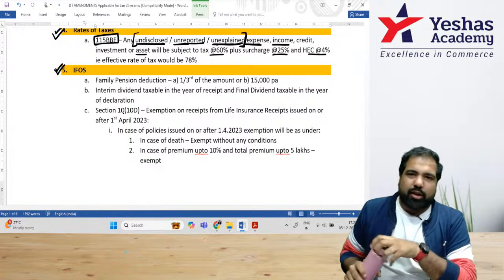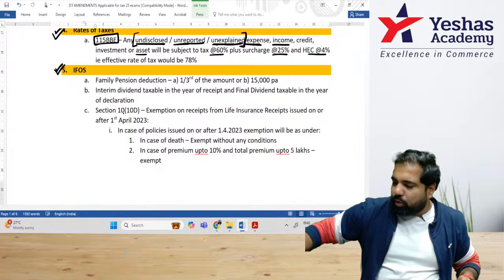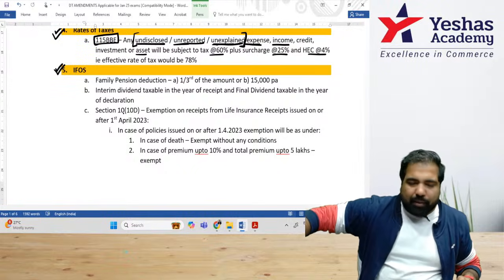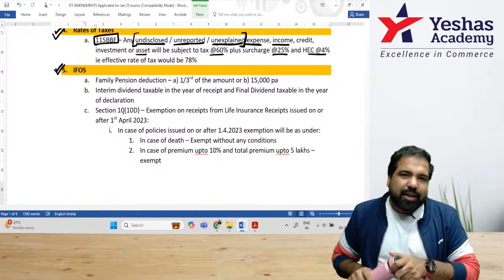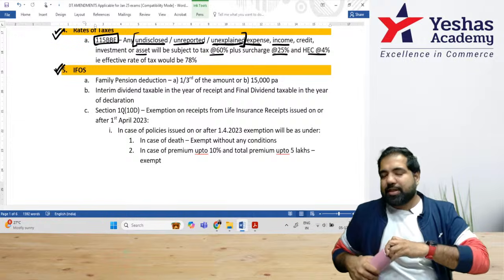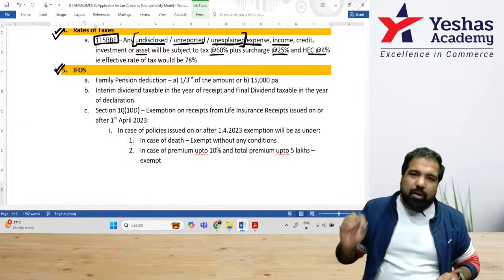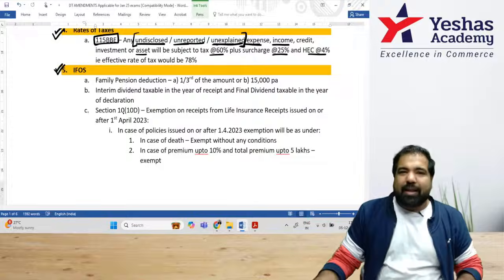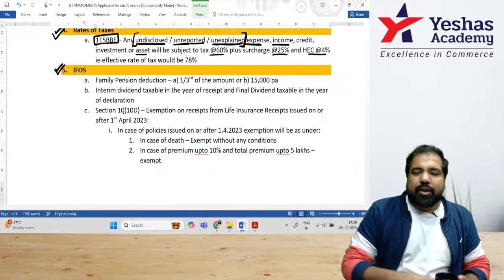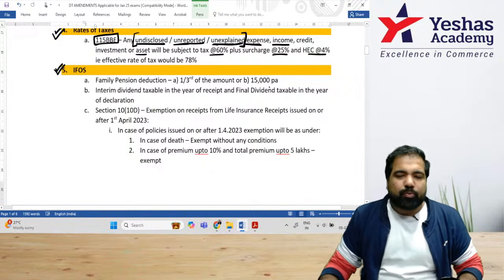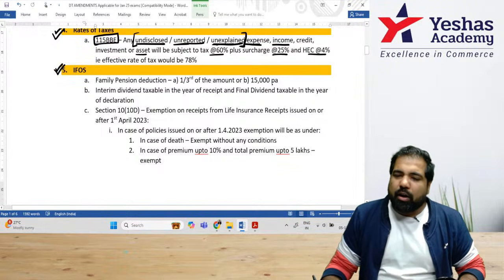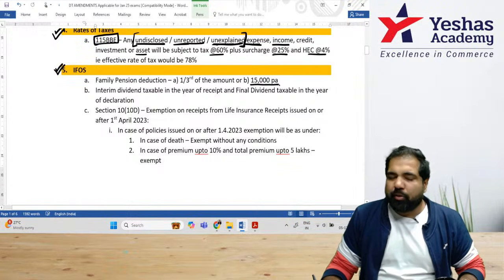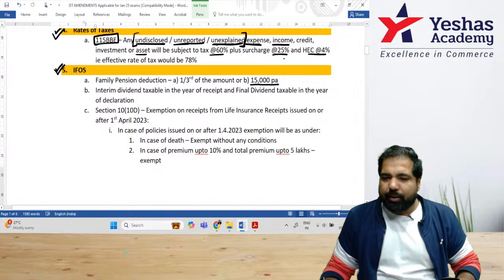PT, we already had a shortcut in class. If you didn't know it, now you know that pension is taxable. And if your family after you are no more, your family gets pension, even that family pension is taxable, first thing. So if you spot it in the exam, please put it under IFOS. And then the government gives you a deduction. The deduction is either one third of the amount or 15,000 per annum. This was a different number earlier or a different per month. Now it's 15,000 per annum.